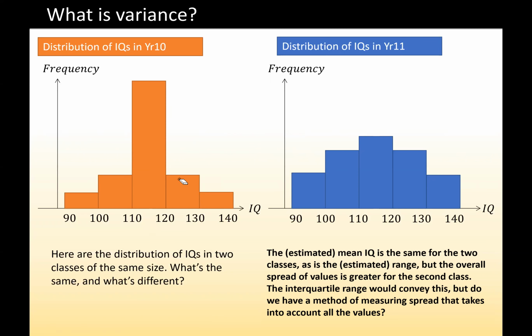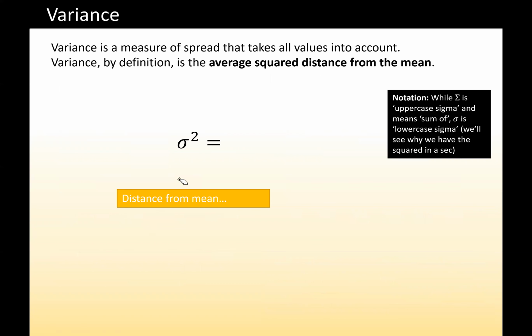So to do this, we have the variance. And the variance is a measure of spread that takes every single piece of data into account. By definition, it's the average squared distance from the mean. So if we take that phrase, the average squared distance from the mean, we can write it down as a formula. We're going to use the lowercase Greek letter sigma squared to be the variance. And you'll see why squared in a bit.